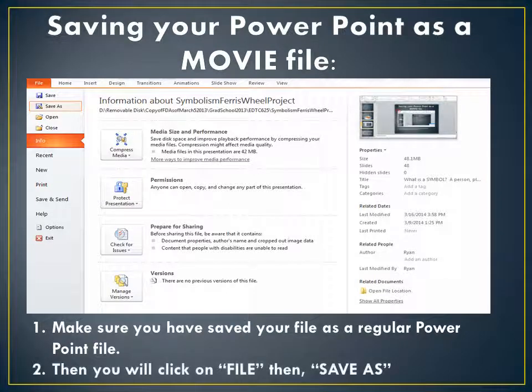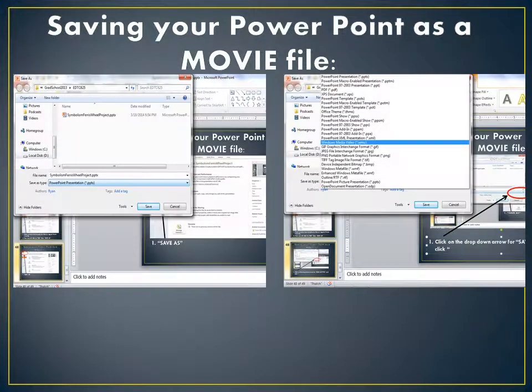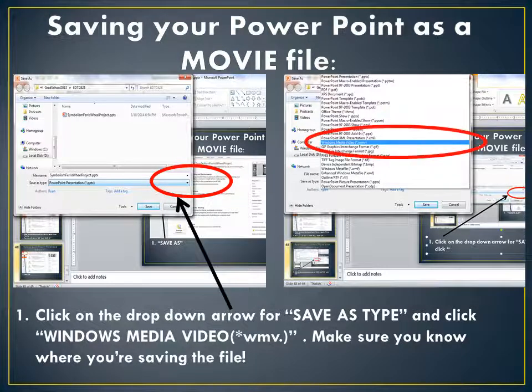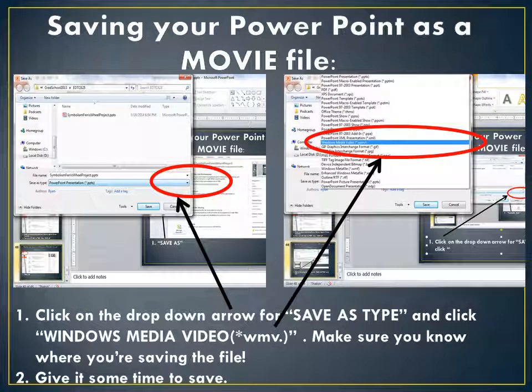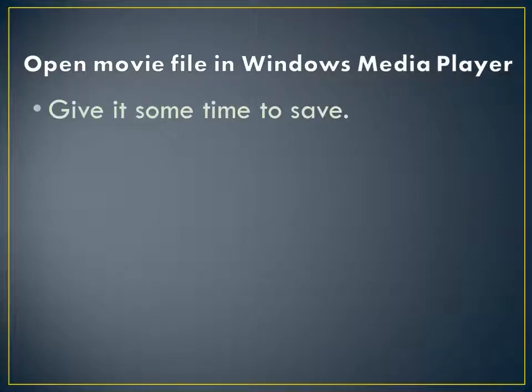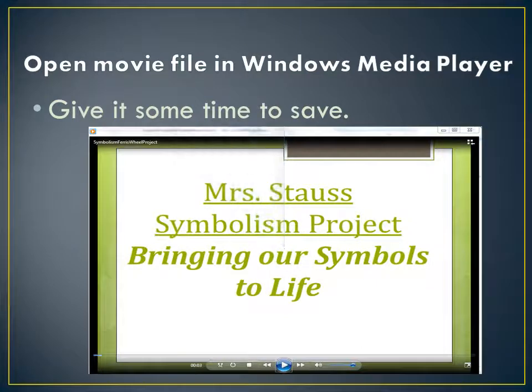And then to save it as a movie file, you're going to click on File, Save As, and you're going to click on the drop down arrow where it says Save as Type, okay? And you're going to click on Windows Media Video, WMV. Just make sure you know where you're saving the file so you don't lose it. So you want to be sure that you give it some time to save, and when you try to open it, you're going to open it in Windows Media Player. And it's going to look something like this. And it's so great because we can upload it to our class website or to our Google site, and then we can share it with everybody.